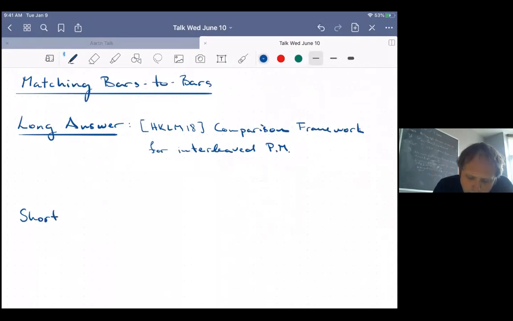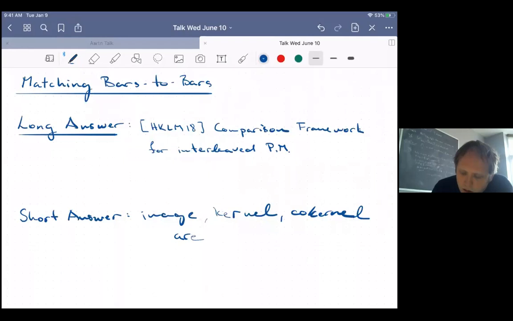And I've already said it: image, kernel, and cokernels are persistence modules, right? Since they are persistence modules, they also have barcodes. And if you're taking an image of two nice modules, then the image is also nice. They have these decompositions, and one can understand it as sub-bars of barcodes. But again, we're going to see when that intuition breaks down. It still holds. Everything I've said actually holds. It's just that it can be very easily misinterpreted. Okay. All right.